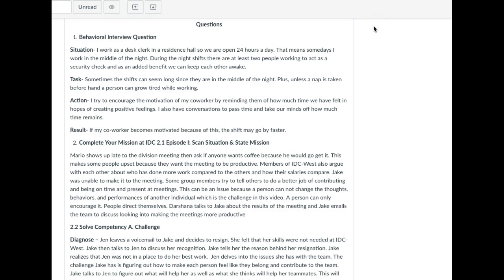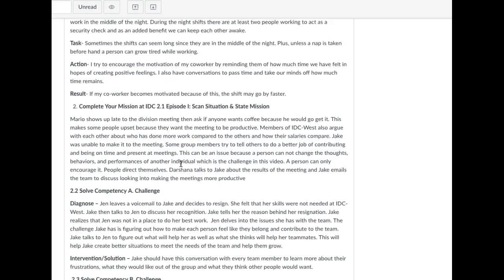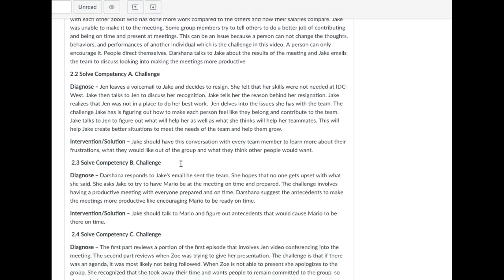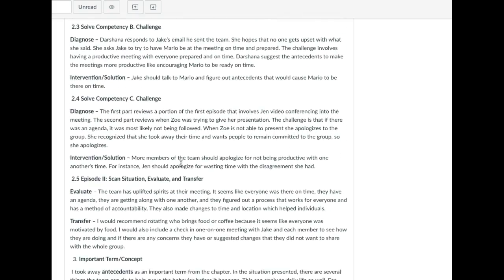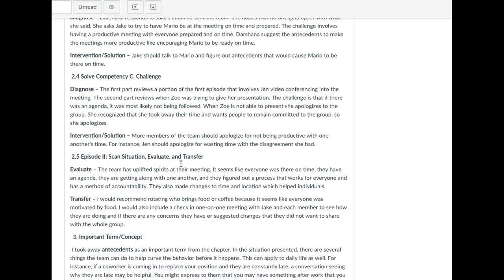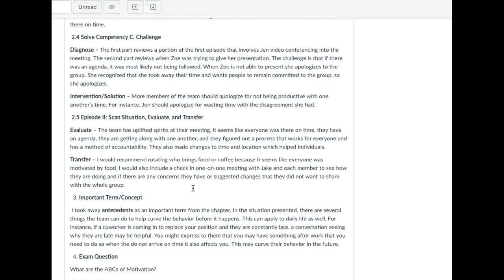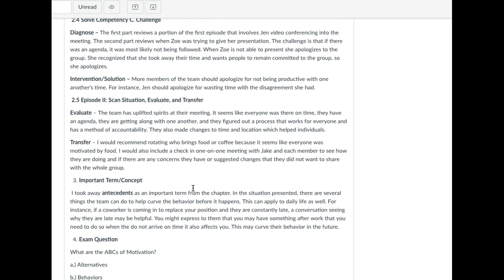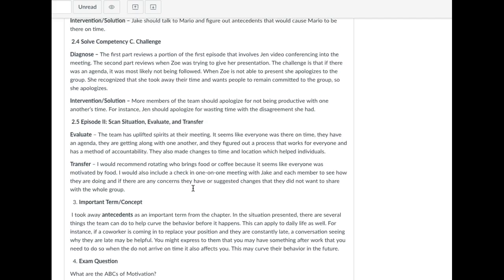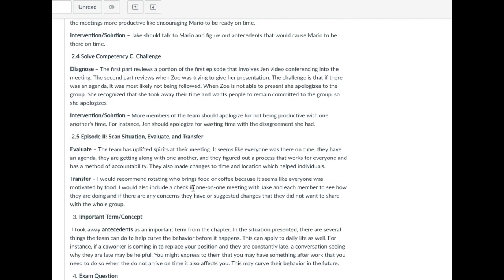This is Janelle in group 4. Nice job, Janelle. You can see how she's clearly marked out her response to her interview question. Same way, if you follow through her challenge, everything is clearly marked, highlighted important terms. She got her exam question on the ABCs of motivation. So this was well done.